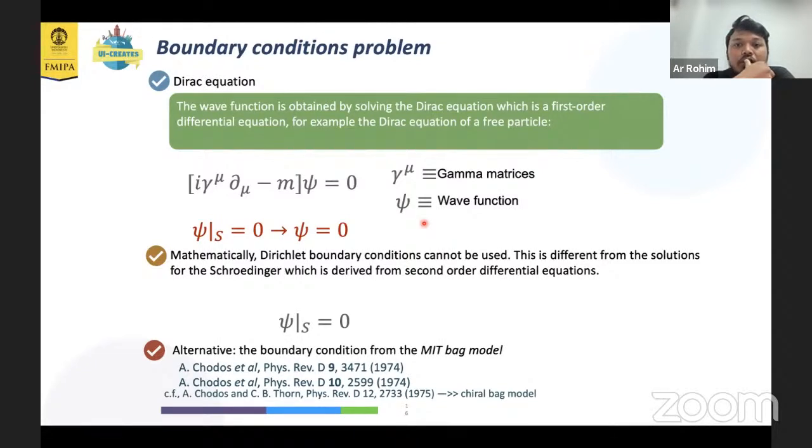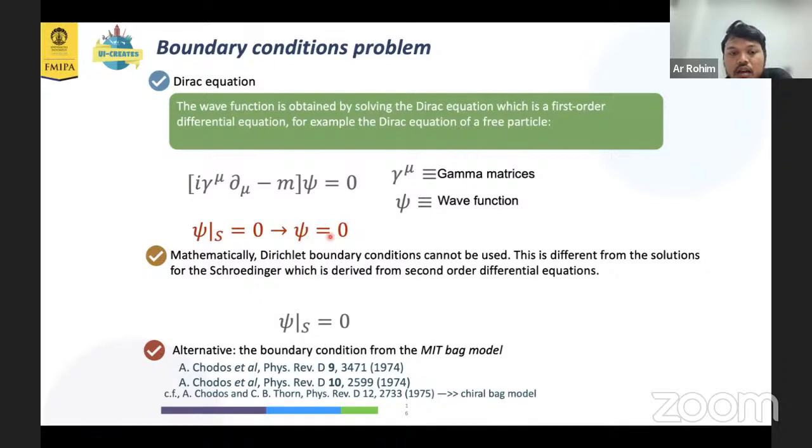Why? Because the Dirac equation is a first order differential equation. So if we impose these Dirichlet boundary conditions, the wave functions will trivially vanish everywhere. So we cannot use these boundary conditions.